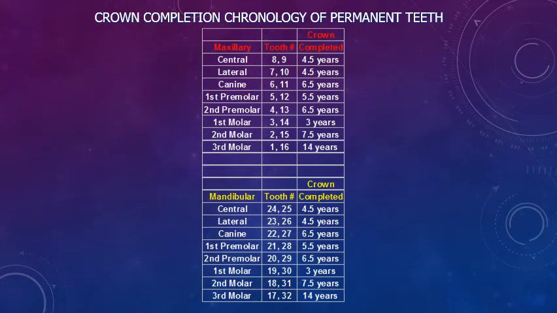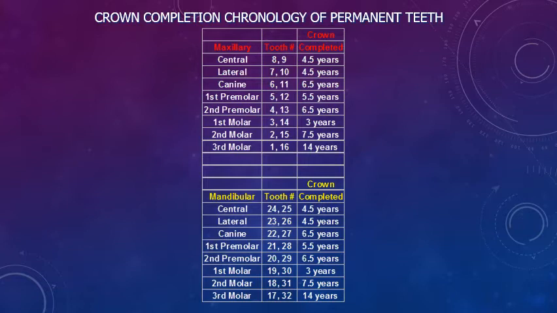So the crown is usually completed for the first molar at around 3 years, and the rest, the central incisor and the lateral incisor, around 4.5 years. The same is for maxillary and mandibular. The canine is around 6.5 years, while the premolars are around 5.5 to around 6.5 years. The second molar around 7.5 years.